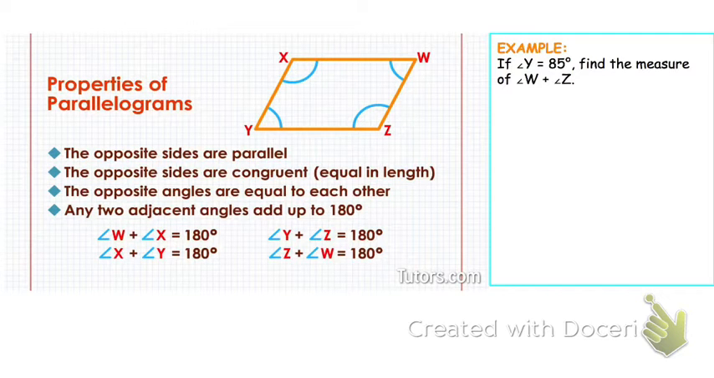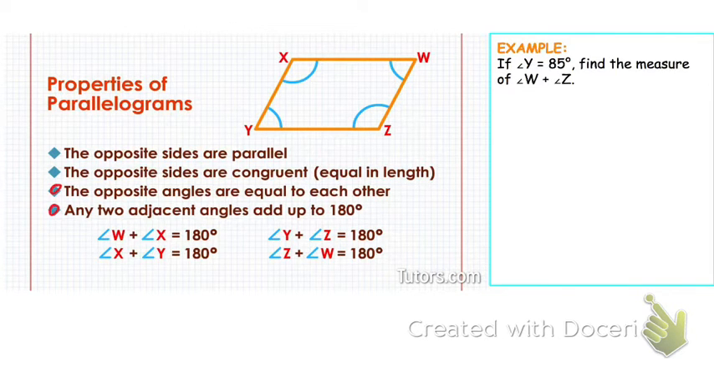All right, here we're going to talk about the properties of parallelograms and then solve the example on the right. So with parallelograms, the opposite sides are parallel and the opposite sides are also congruent. But this example is dealing with the angles. So let's focus in on the third and fourth bullet.